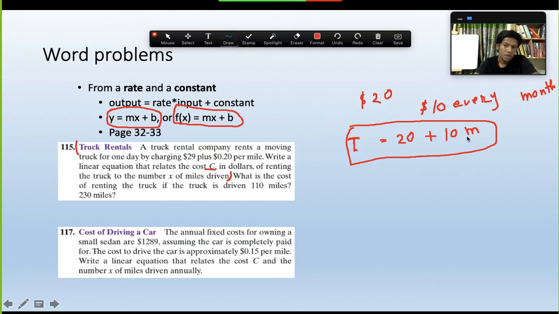Also, this model helps you another way. Suppose your target is $200. How many months do you need to have $200 in total? Suppose this is the question. Based on this situation, the total money you need is $200. Now you can put 200 here for T, then do the calculation for M equals what? That will give you the required number of months.